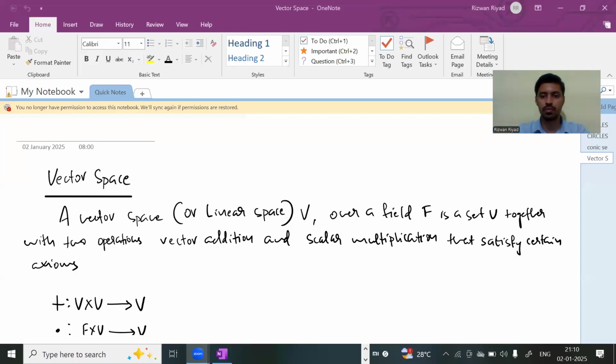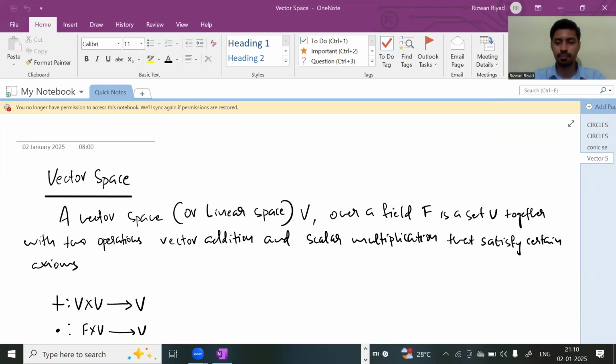Today we will be discussing vector spaces. Yes, vector space. This is from linear algebra. You can see the definition.